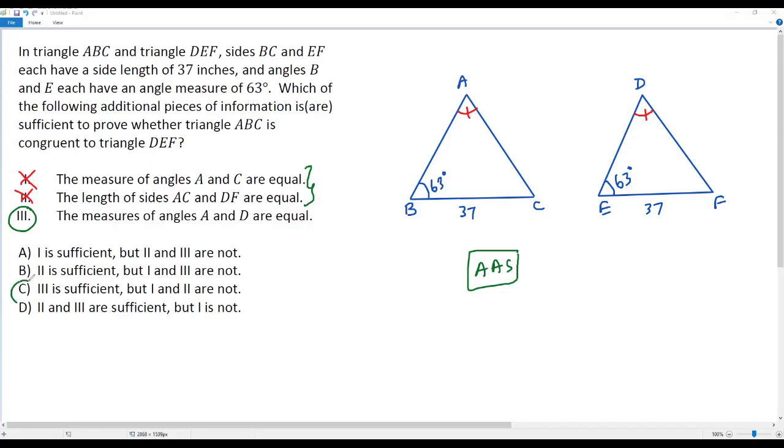We find this in answer choice C. That is, the third one is sufficient, but 1 and 2 are not. The correct answer choice for this question is C.